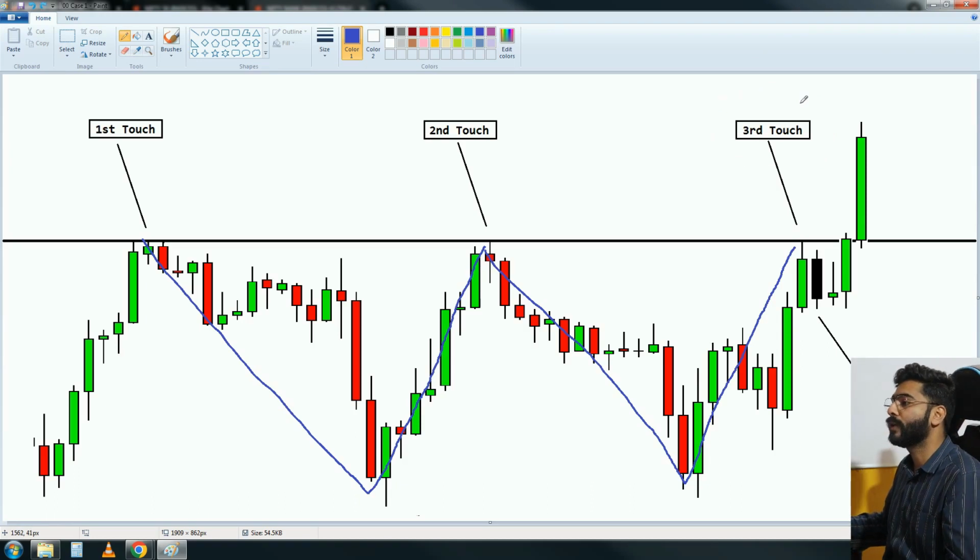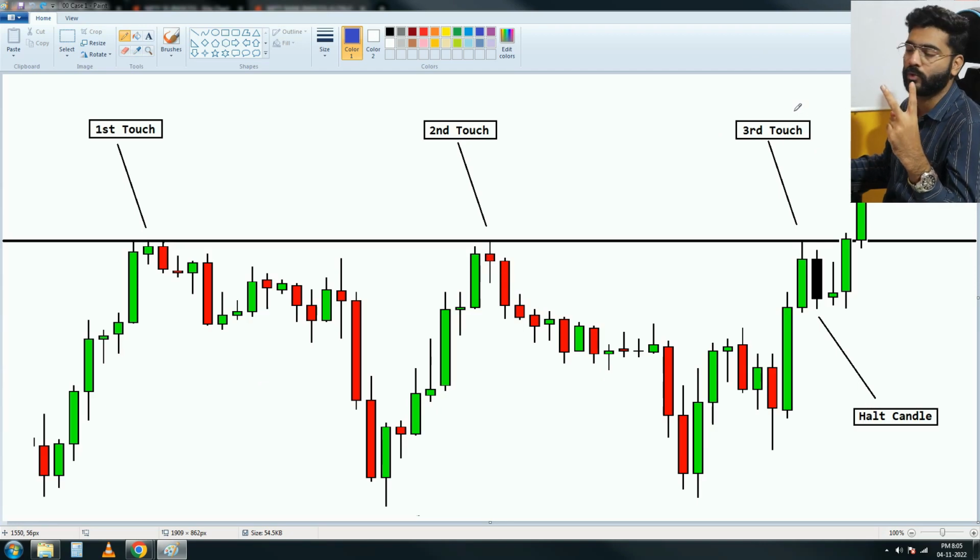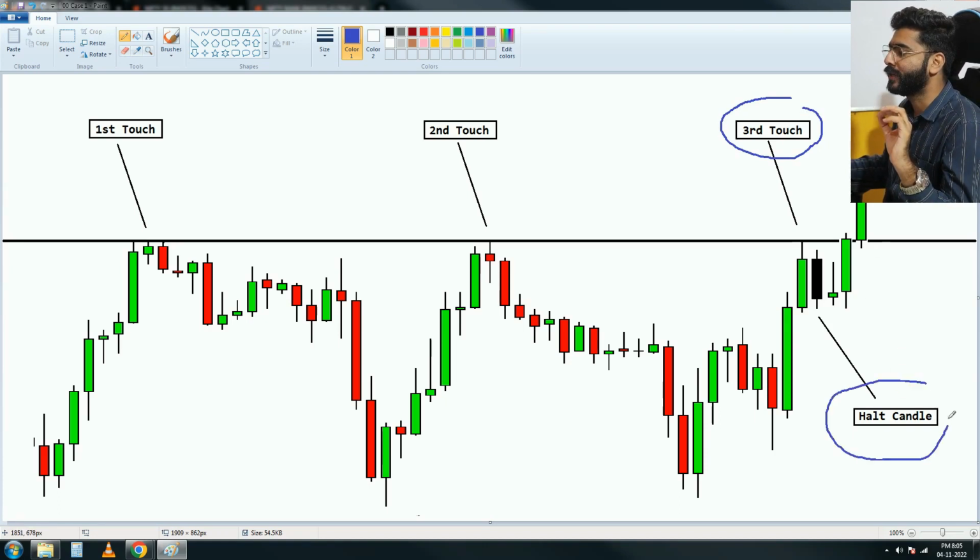But how to take a trade? There is one small condition to it. As I told you, there are 2 simple rules. The first is we have to wait for the third touch. And the second and most simple rule is we have to wait for a halt candle.